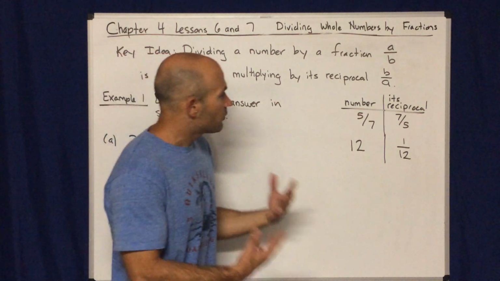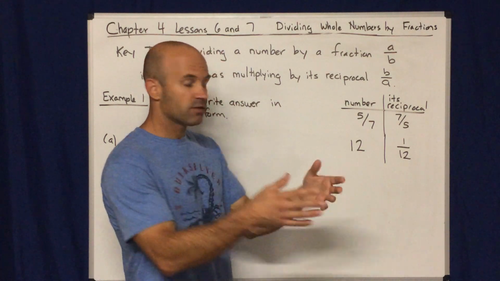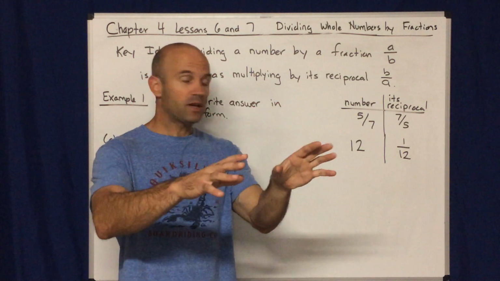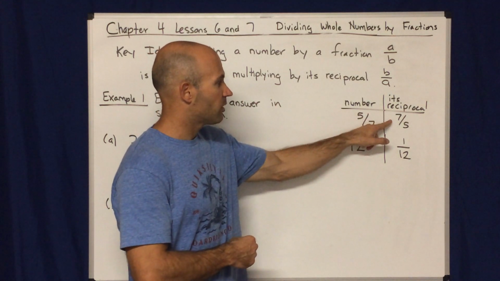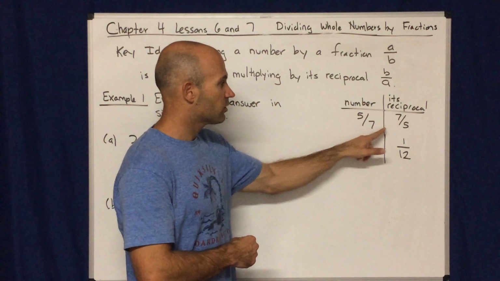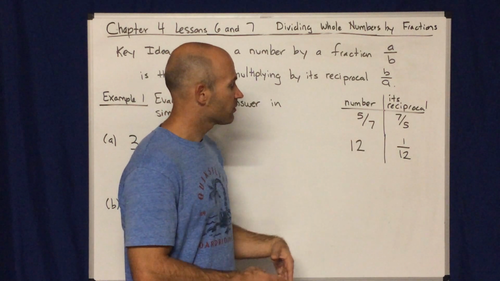One important thing we need to be able to do this conversion of going from a division problem to a multiplication problem is be able to, given a fraction, find its reciprocal. So here's 5 over 7, and its corresponding reciprocal will be 7 over 5.